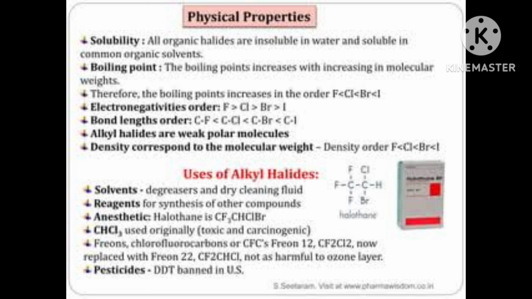Now the boiling points of isomeric haloalkanes decrease with increase in branching. Again, this is the important point. The boiling points of isomeric haloalkanes decrease with increase in branching. For example, 2-bromo-2-methylpropane has the lowest boiling point among the three isomers.